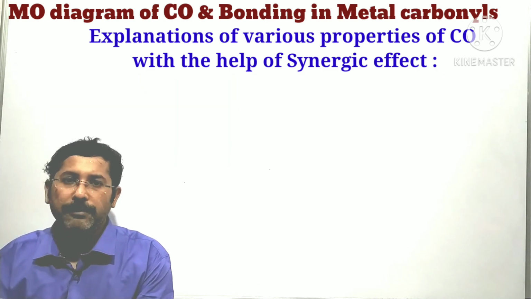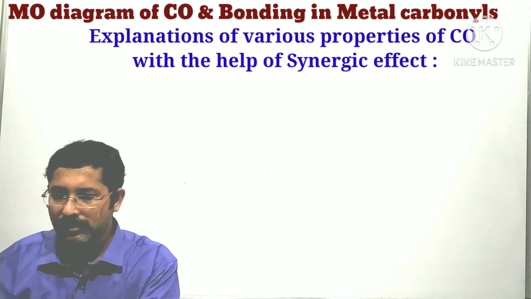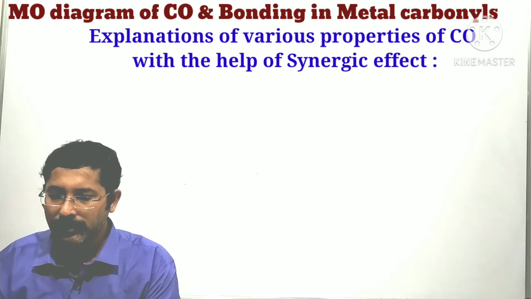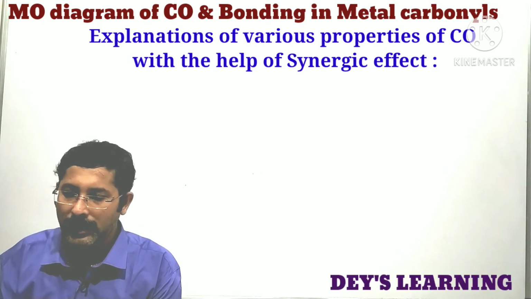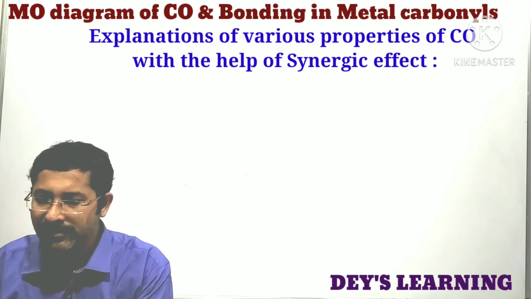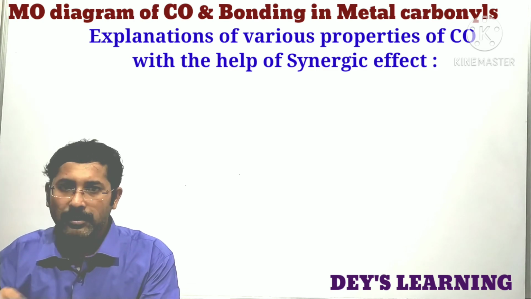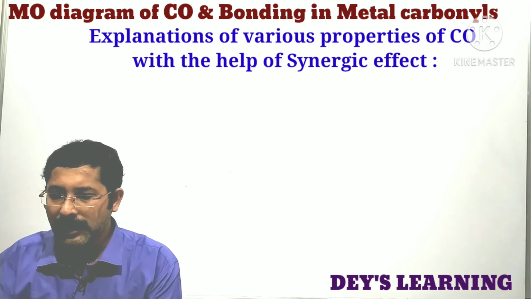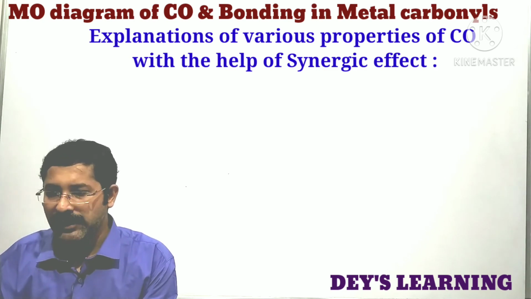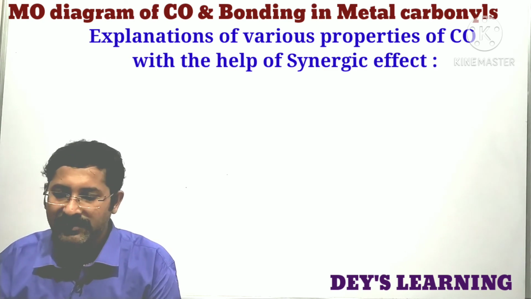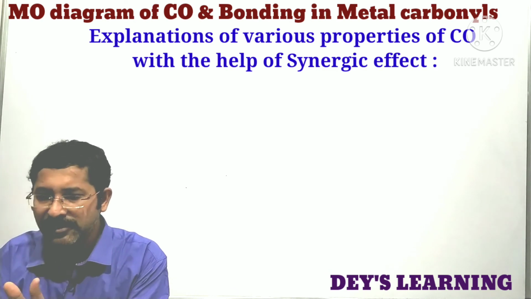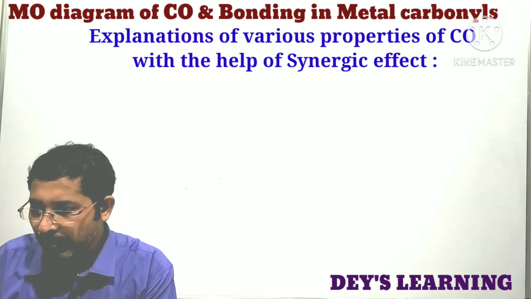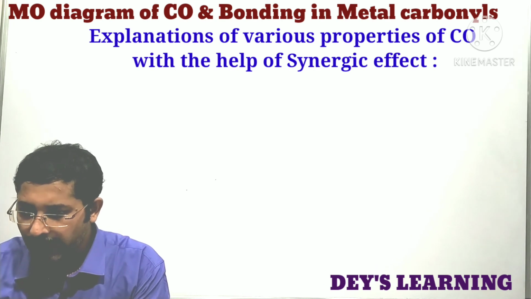Where there is no bridging carbon oxygen bond, we will discuss later. There are bridging carbon monoxides in many binuclear metal carbonyls, whereas in the mononuclear metal carbonyls, the metal carbon bonds acquire some double bond character, and due to the synergic effect, hence its bond length increases. Okay, let's move to the next point.